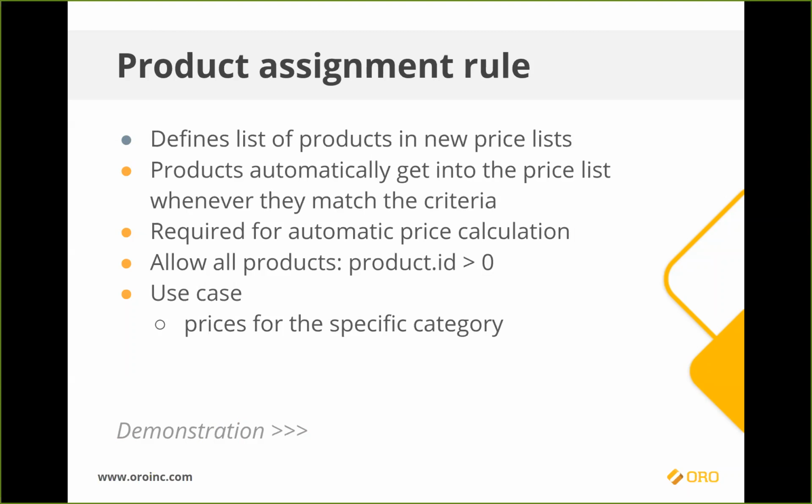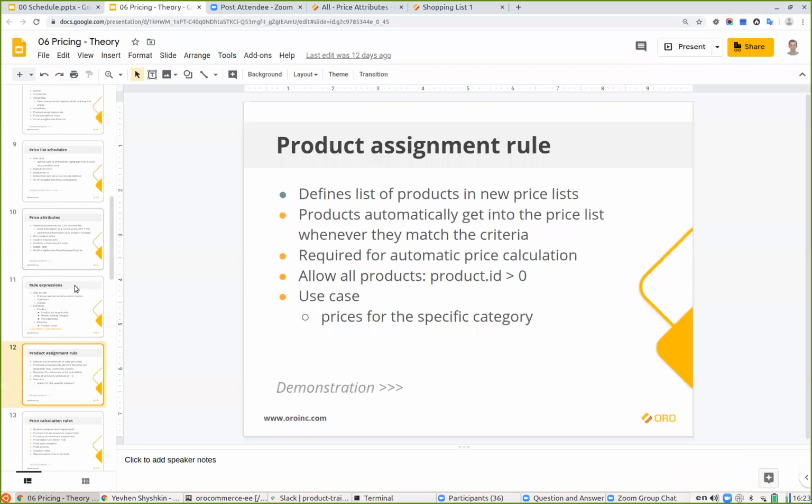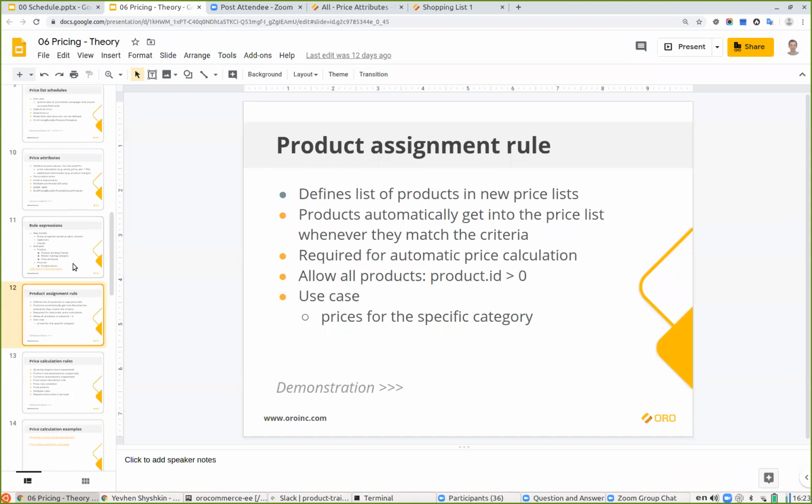Product assignment rule is required for automatic price calculation. If you do not put it, the application will think that this is a manual price, not an auto-generated price. And a good use case for it is the prices for a specific category. So let us try to do a generated price list to actually see how this thing works.